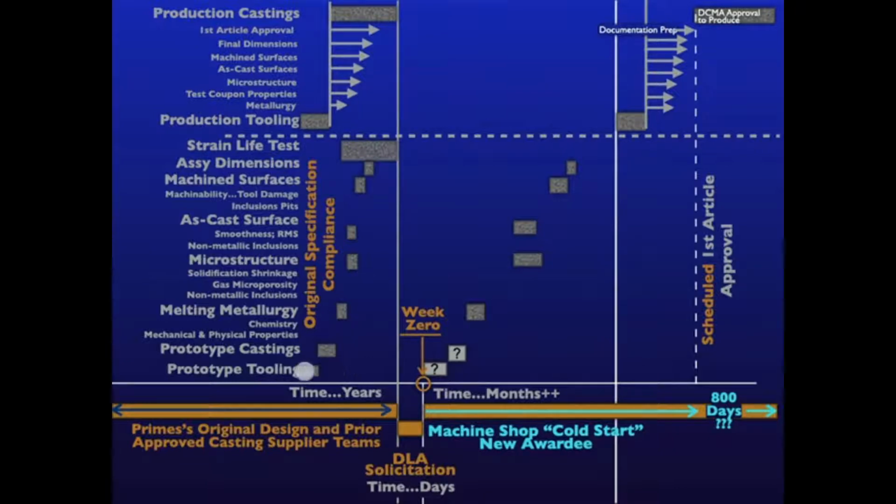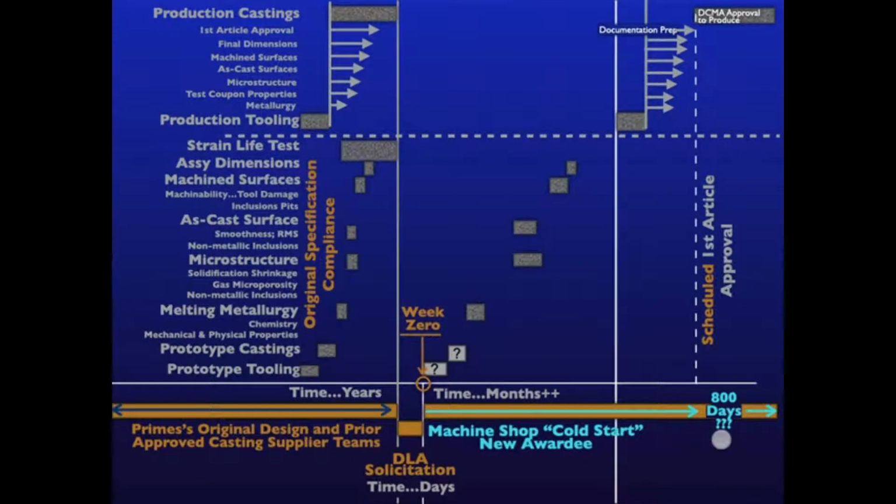Now look at the center of the chart and note the cold start new awardee time schedule. Most of the steps are the same as for the OEM, but the time schedule for the cold start new awardee is compressed. Most contracts I personally have seen call for the delivery of the first article in 120 days. But as you can see, the average production lead time to delivery is currently about 800 days, which is an indicator of numerous delinquent contracts.